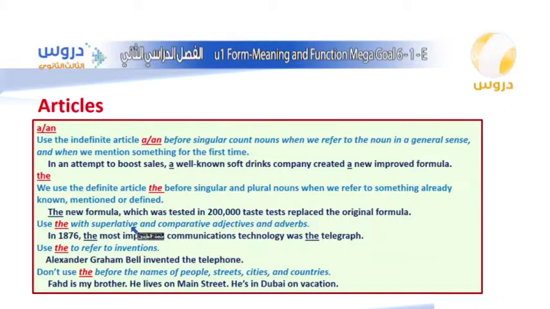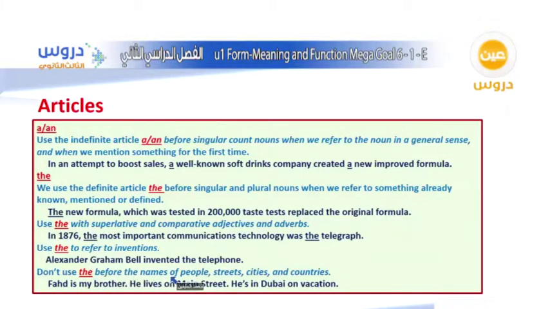Use the with superlative and comparative adjectives and adverbs. Superlative, like the most important, the most expensive, the most generous. In 1876, the most important communications technology was the telegraph. The telegraph is known, something already known. Use the to refer to inventions, something created. Alexander Graham Bell invented the telephone. The telephone is an invention, so we use the before an invention.